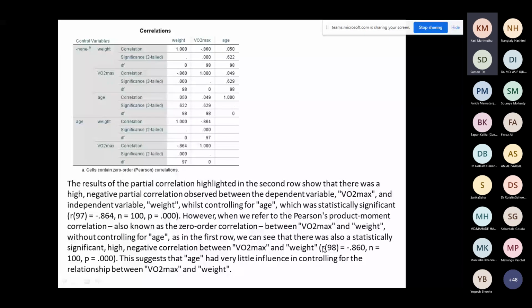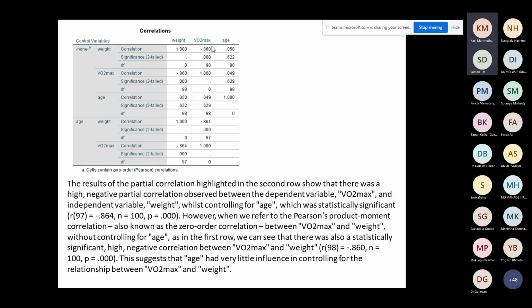You write this value, n equal to 100. So the result suggests that age had a very little influence, 0.864 and 0.860. So there is a slight influence controlling the age. As age slightly increases, the aerobic capacity is also slightly negatively related. As age increases by one year, the relationship is again slightly negative. Is that okay?